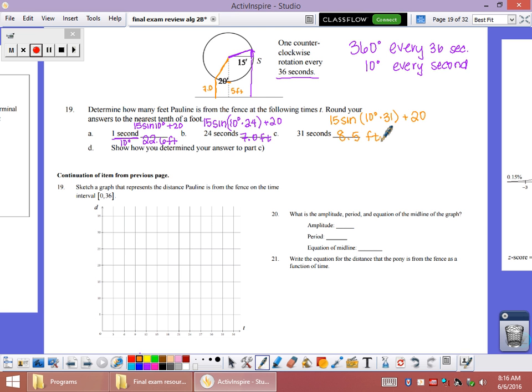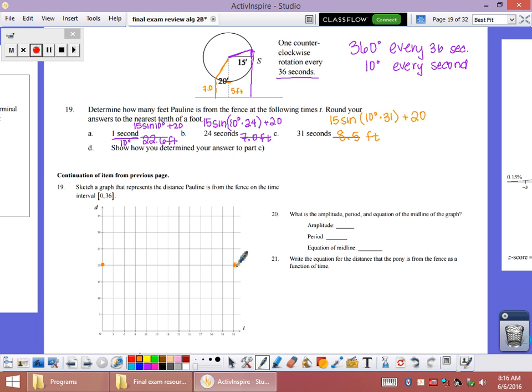Okay, well, at time 0, she is exactly 20 feet from the fence. And let's fast forward all the way around one pony ride. After 36 seconds, she is again exactly 20 feet from the fence. Are there any other times that she's exactly 20 feet from the fence?